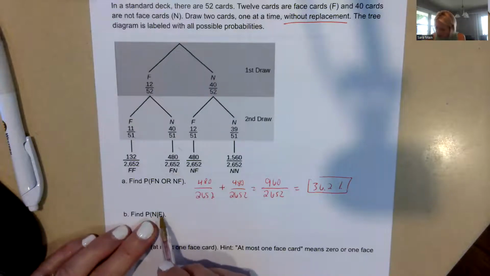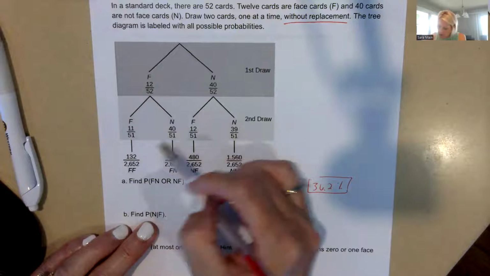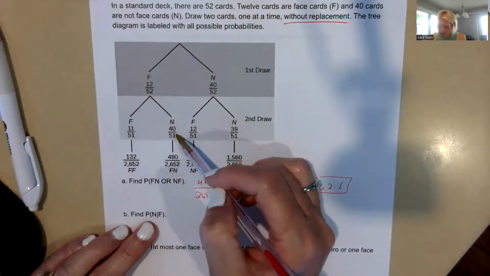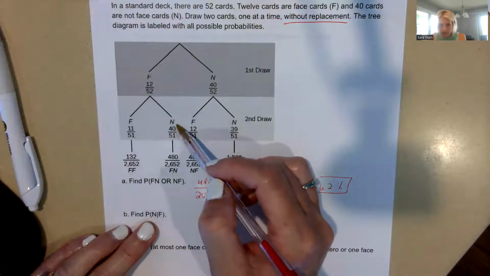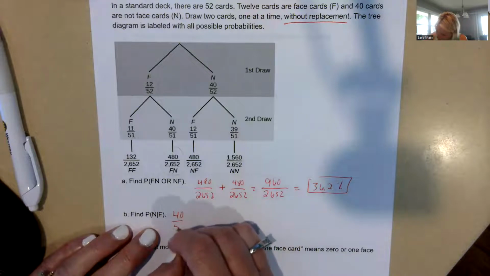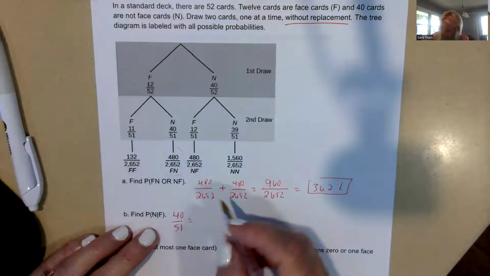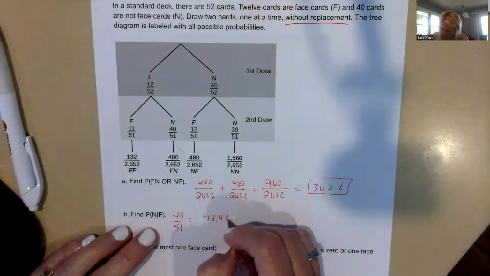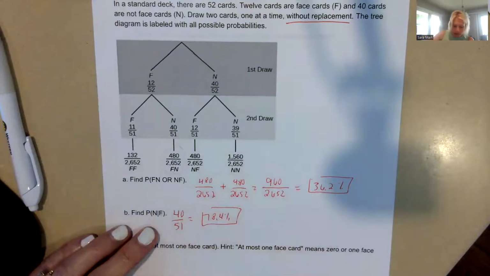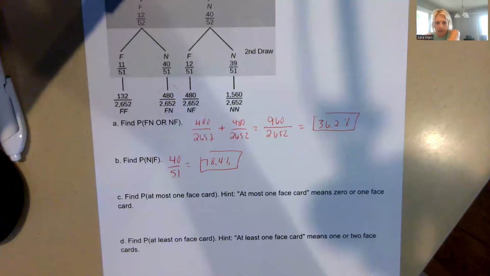Find the probability of N given F. So given that we had a face on the first one, which would be over here, what is the probability of getting an N, a non-face card, on the second? Well, it's a little bit higher because there's still 40 of them, but there's only 51 cards. So that would be 40 out of 51, which would be 78.4%. Now, had we done it with replacement, it would have been 40 out of 52, so about 76.9%. So this definitely increased it a little bit.